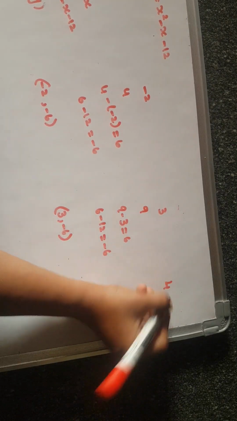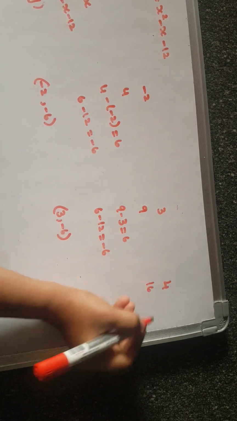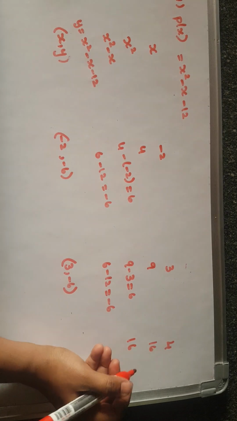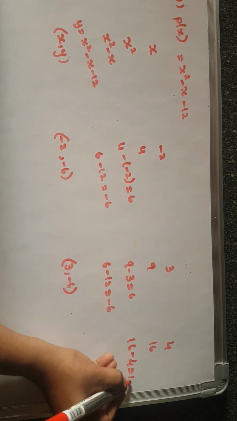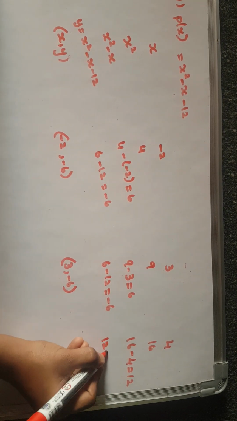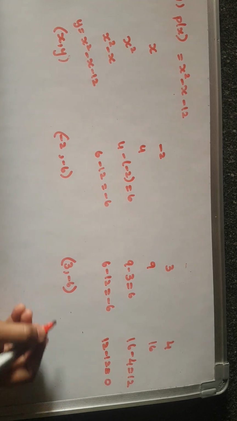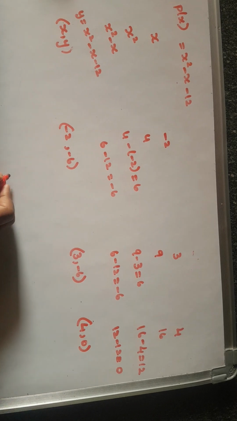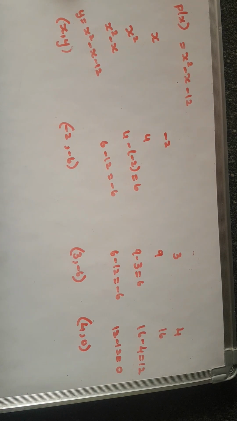Again take 4. 4 squared is 16, x squared minus x means this value is becoming 16 minus 4, this value becomes 12, means 12 minus 12. What will be the value? Becomes 0. When you take 4, the value is becoming 0. Okay, now comes the next question.